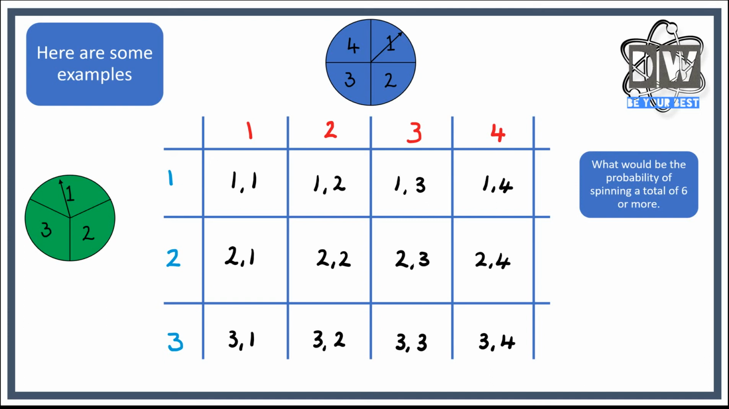So my first step is to identify where I've spun a total of 6 or more. So let's look through. I've got 2 here, 3 here, 4, 5, 3, 4, 5, 6. So that's my first one there. I've got 4, 5, 6. That's my second one. And I've got 7 there, which is my third one.